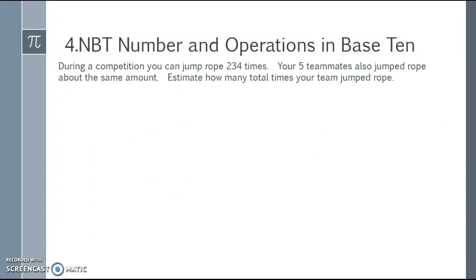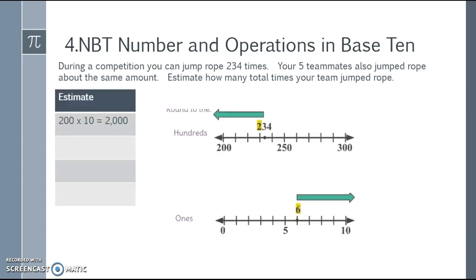During a competition, you can jump rope 234 times. Your 5 teammates also jumped rope about the same amount. Estimate how many total times your team jumped rope. We're going to use estimation.